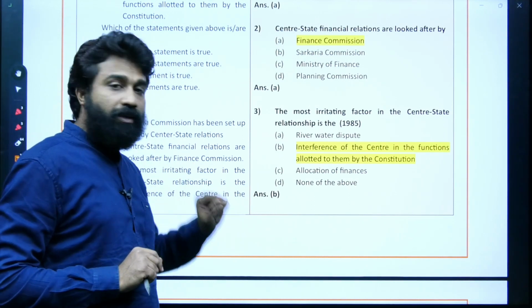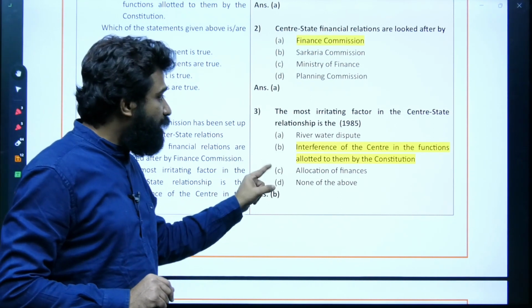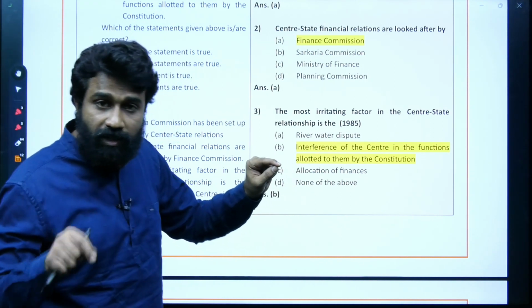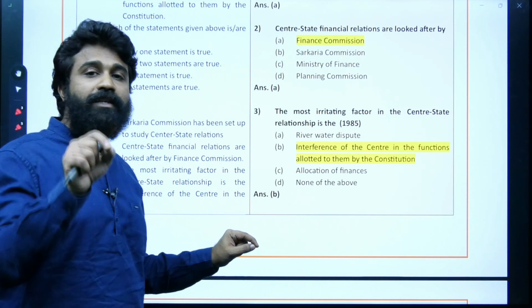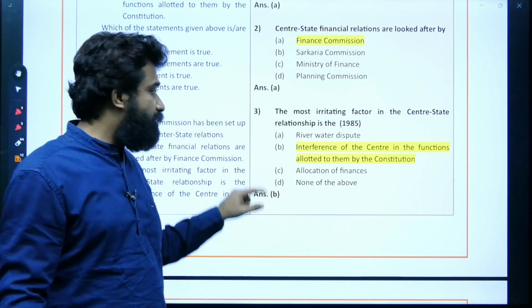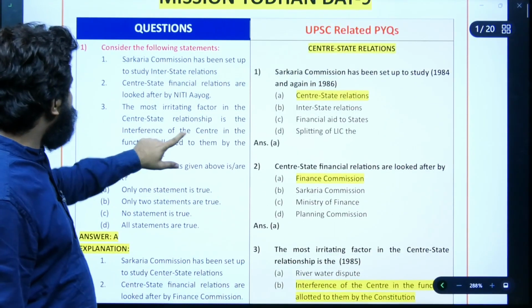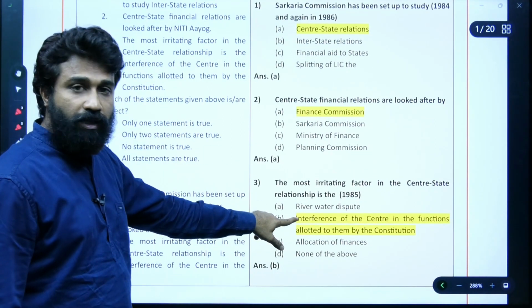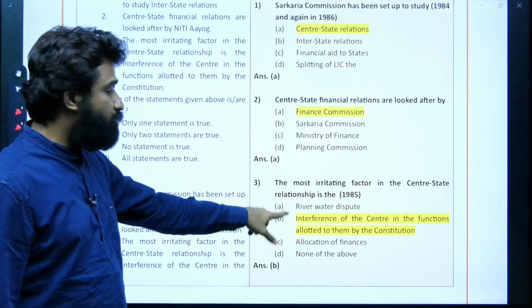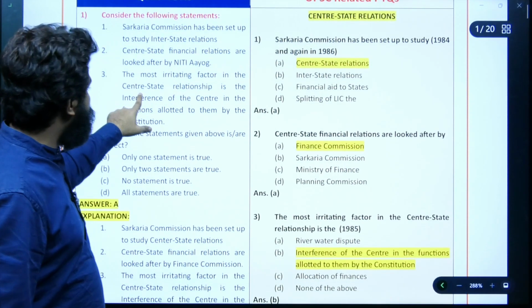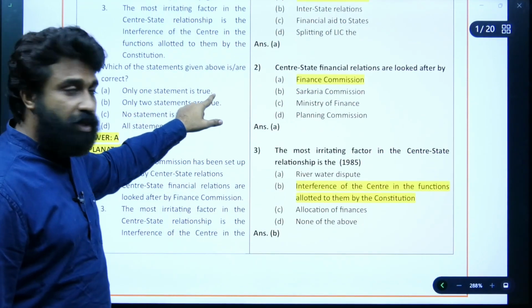So you can eliminate option A. But option B, interference of the center in the affairs of state administration, is an irritating factor with respect to federalism. So you can take this option. I have given this answer as one of the statements, where only one statement is true.